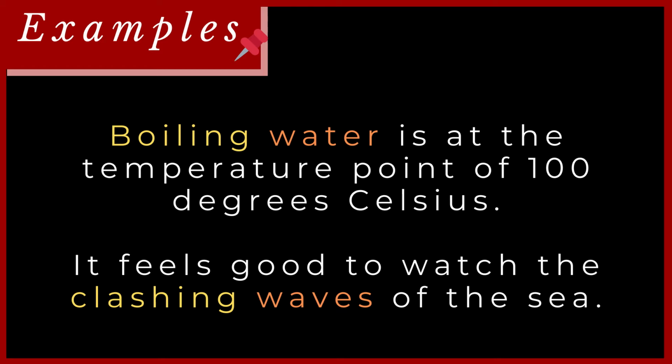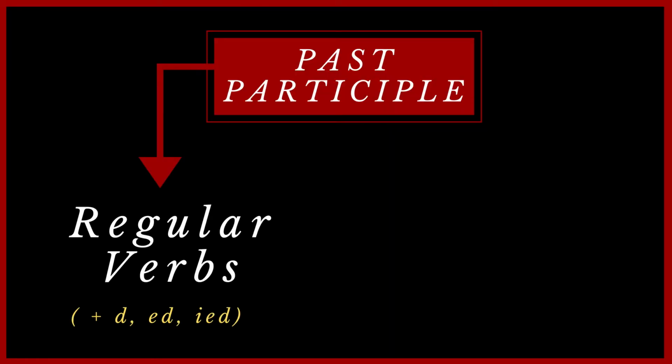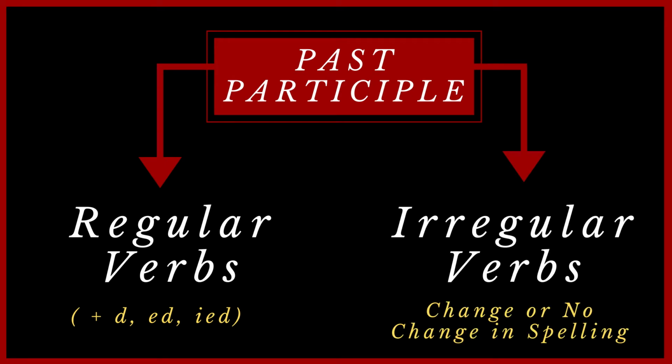The second kind of participles is called past participle. If you remember our lesson about regular and irregular verbs, past participles take the third form where you have to add d, ed, or ied for regular verbs and change the spelling or change nothing in spelling for irregular verbs.